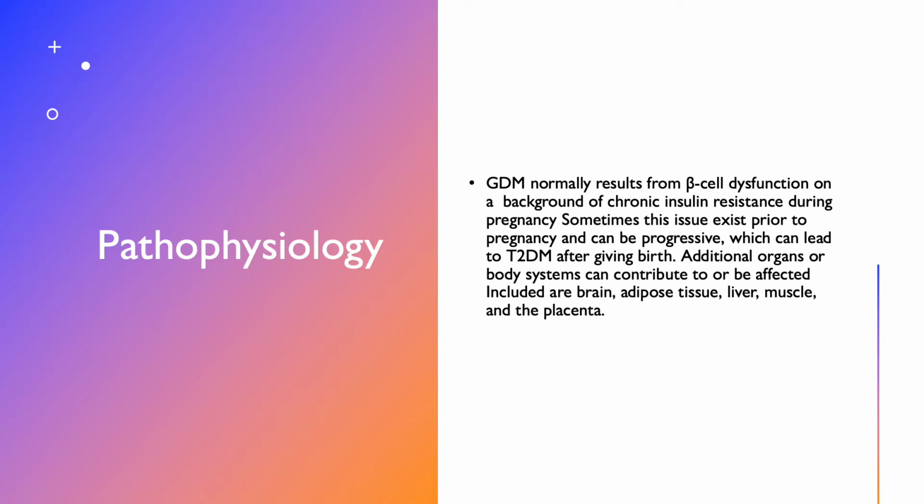Pathophysiology of gestational diabetes. Gestational diabetes normally results from B-cell dysfunction on a background of chronic insulin resistance during pregnancy. Sometimes this issue exists prior to pregnancy and can be progressive, which can lead to type 2 diabetes after giving birth. Additional organs or body systems can contribute to or be affected. These include the brain, adipose tissue, liver, muscle, and the placenta.